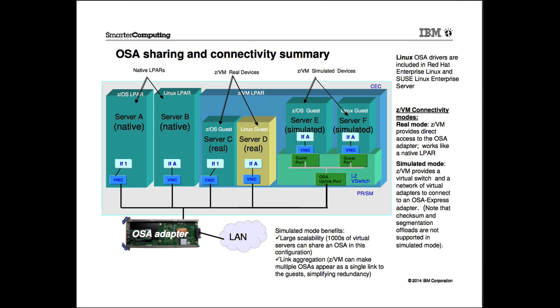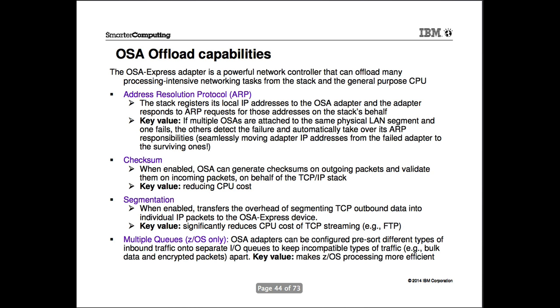Now, OSA drivers are provided for z/OS and Linux. Red Hat Enterprise Linux and SUSE Linux Enterprise Server both have OSA drivers. So it is the key connectivity technology. Now, the OSA-Express adapter also is a powerful network controller. It offloads many of the tasks from the CPU. As I said earlier, saving CPU cost is important on Z. So some of the networking tasks that are processor intensive can be offloaded to the OSA.